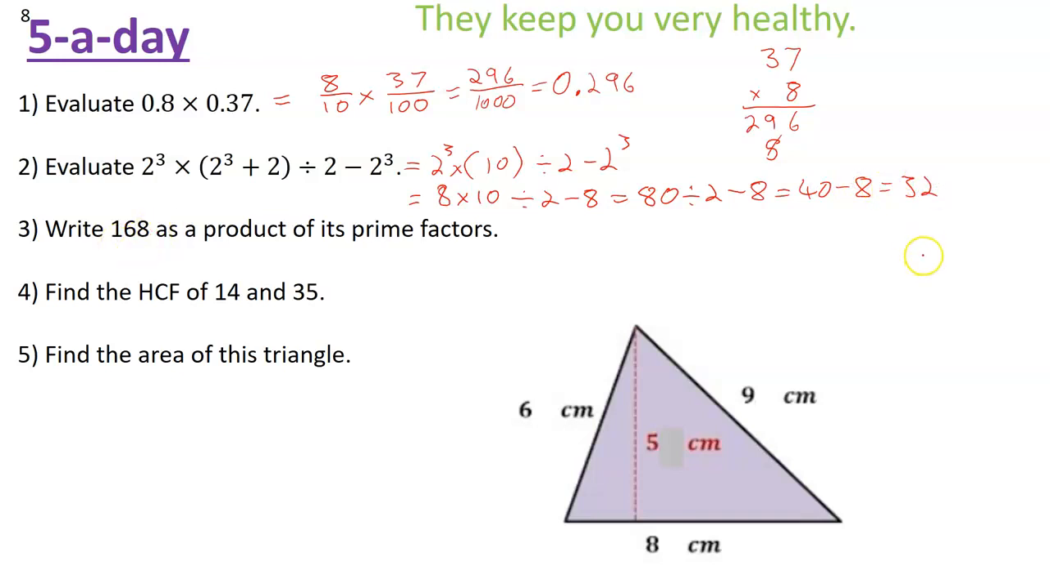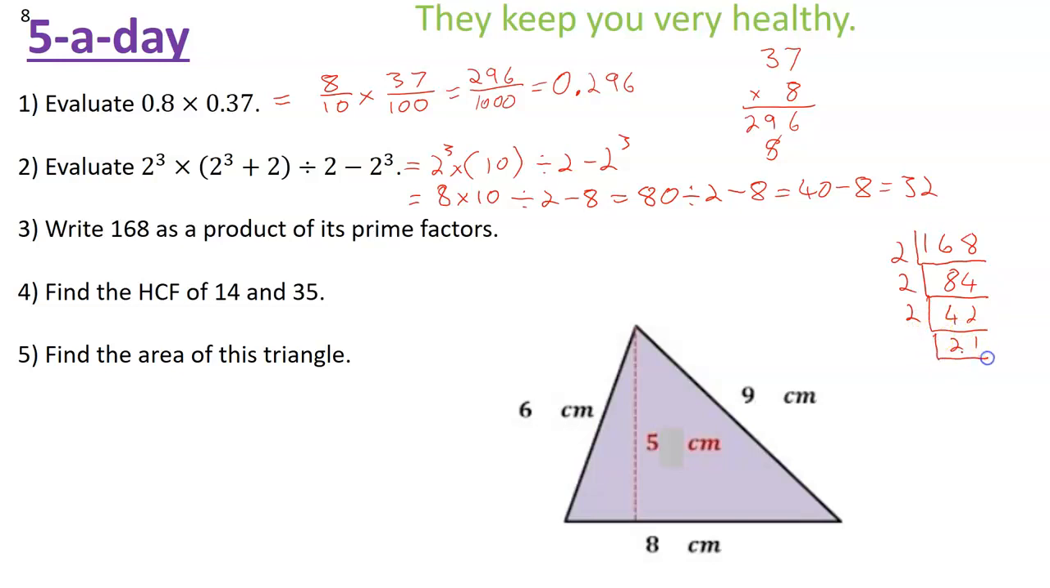Okay, 168 as a product of its prime factors. Let's start with the smallest prime number, that's 2. That works because this is even. 2 works with 84 as well, and with 42. 2 isn't a factor of 21.